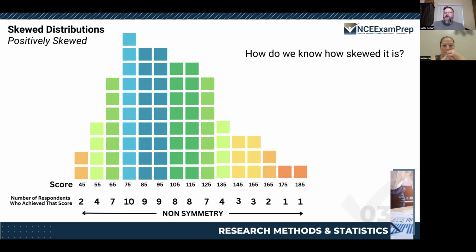So how do we know how skewed it is? Well, we've got a formula for that. And it's good to know the formula. You're not going to have to do complex calculations on the test. But the formula is that our mean average minus our median average equals the degree of skew. Some of you may be feeling, oh my goodness, I've got to do math here. We're going to unpack what these averages mean, because this is something that's very testable.